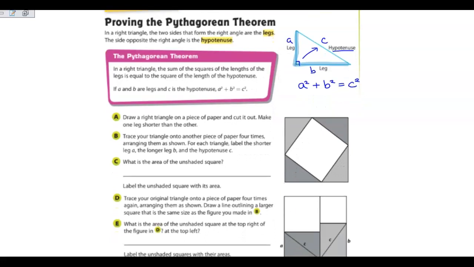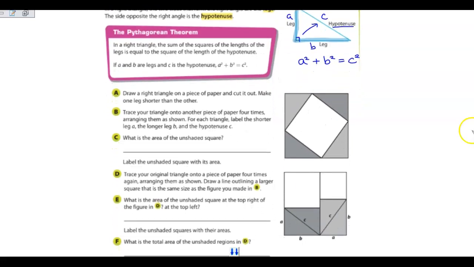It says, draw a right triangle on a piece of paper and cut it out, making one leg shorter than the other. And that's what they've done right here. So this one here would be our original, and we've cut it out. And then we're going to trace that triangle onto another piece of paper 4 times. And so what we have are 4 triangles that should be the exact same size. Okay? When you put them in this format, you'll notice that the center forms what looks to be a square.